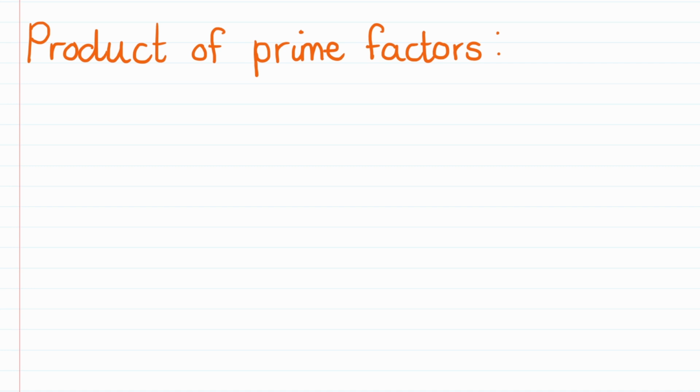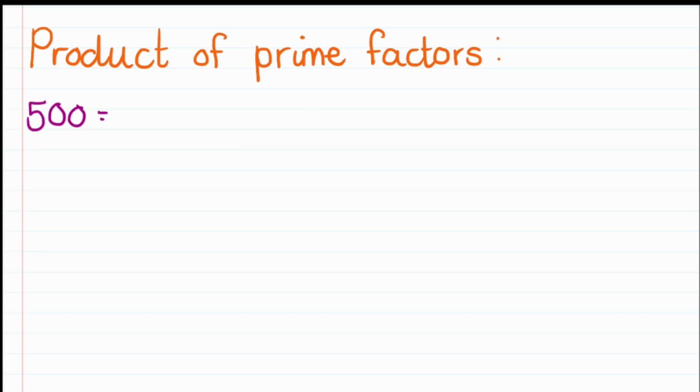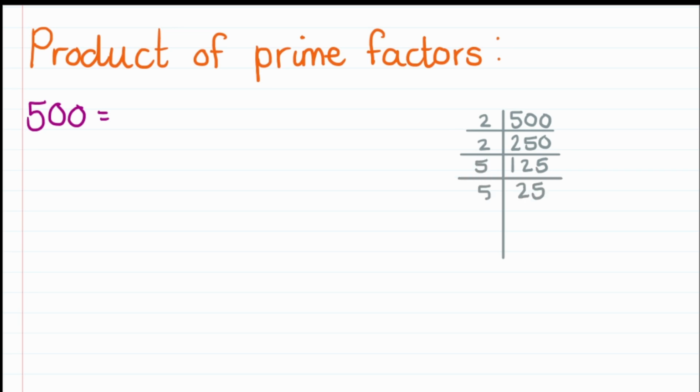So for this example, we've been given the number 500 that we need to express as a product of its prime factors. So using my ladder method, I'm going to begin with 500 on the top right, and my first prime number is 2. 500 can be divided by 2, which gives me 250. When I divide that by 2, it gives me 125. I can't use 2 anymore, but I can use 5, which is also a prime number. So 125 divided by 5 is 25, 25 divided by 5 is 5, and 5 divided by 5 is 1. This means that 500 is equal to 2 times 2 times 5 times 5 times 5.